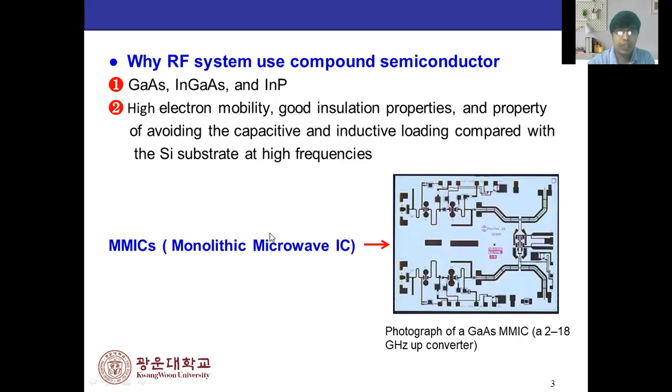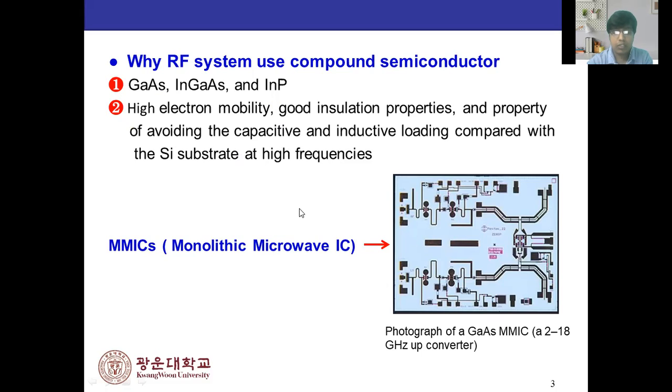In RF technology, compound semiconductors are largely used. The commonly used compound semiconductors are gallium arsenide, indium gallium arsenide, and indium phosphide. These are used for the fabrication of RF systems because of their high electron mobility and good insulation properties, and they avoid capacitance and inductive loading compared with the silicon substrate at high performance.